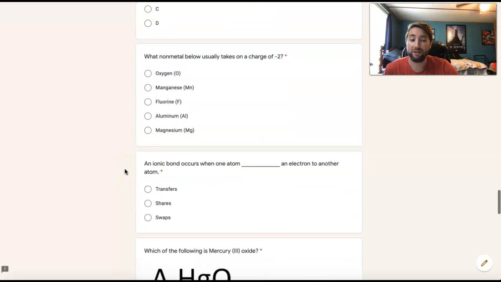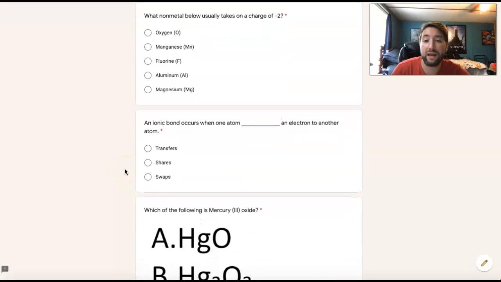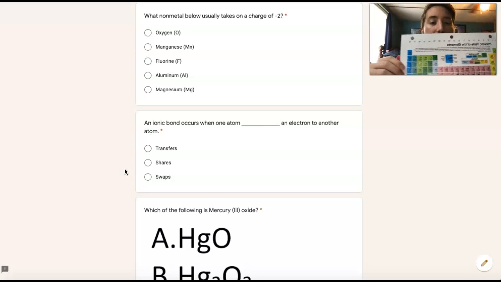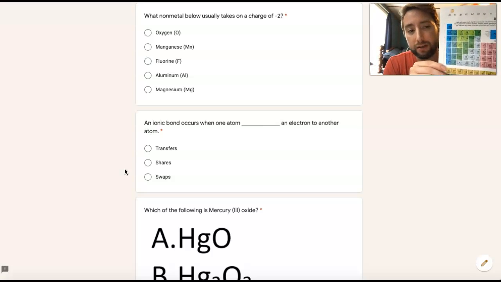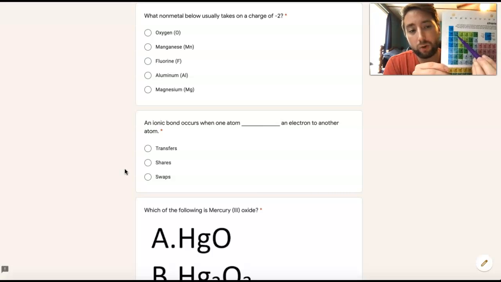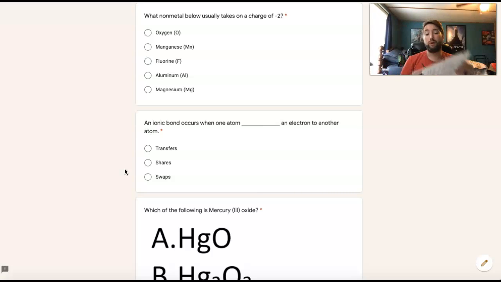All right, next one, it says, which nonmetal below usually takes a charge of -2? So if you look at your periodic table, and mine isn't labeled, but if you look over here at the nonmetal side, remember the noble gases here have a charge of 0. This whole column with fluorine, chlorine, bromine, iodine, and astatine, they all have -1. And then anything in this column here is going to have a charge of -2. So of these options, the only one that is in that column is going to be oxygen.